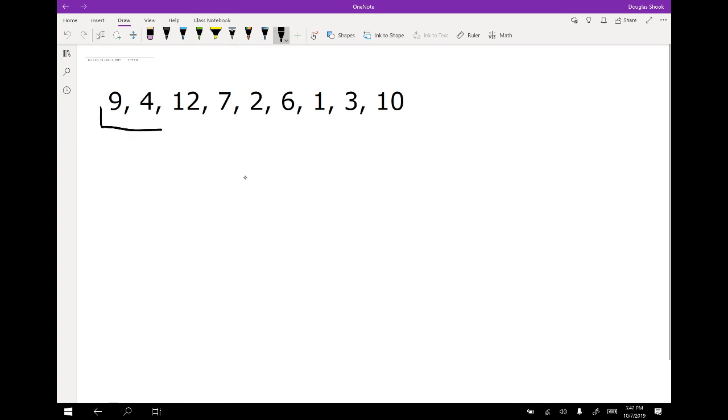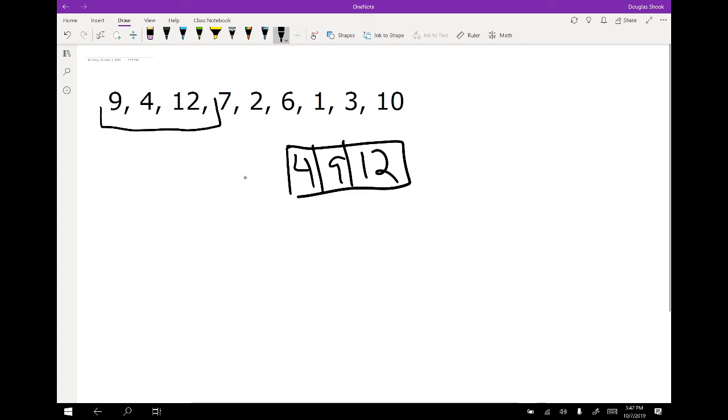So for the first three values, 9, 4, and 12, what's our tree look like? It's just a node, right? What kind of node? It's a leaf node with 9, 4, and 12 in it, right? So up until that point, it's pretty straightforward. When I insert the 7, that's when things start to get a little bit more interesting, okay?